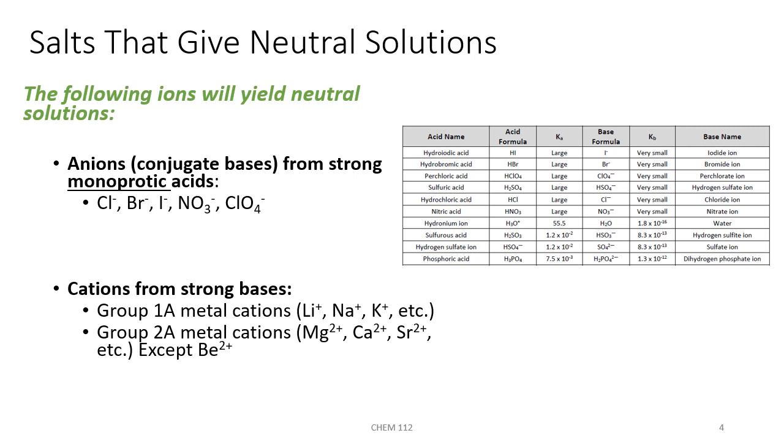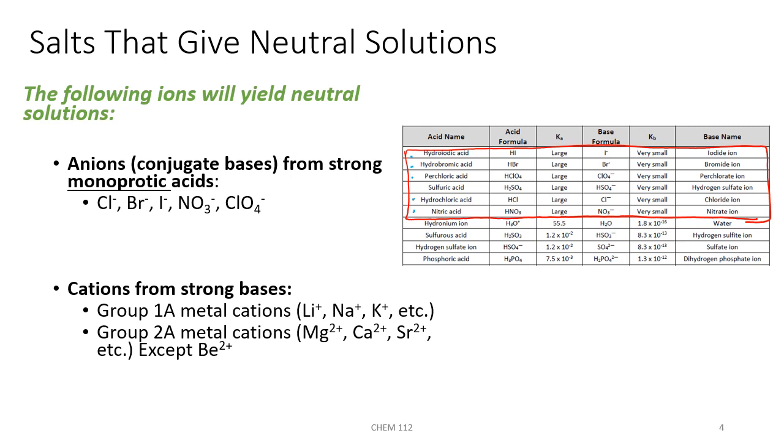The following ions will yield a neutral solution. Anions that are conjugate bases from strong monoprotic acids. So this is a truncated version of our Ka-Kb chart, and if we look at the top, we have our strong acids listed. So we're going to hone in on the acids that are up here. And we only want to talk about the monoprotic ones, so hydroiodic, hydrobromic, perchloric. We'll skip over sulfuric for now. Hydrochloric, nitric. These are examples of strong monoprotic acids.